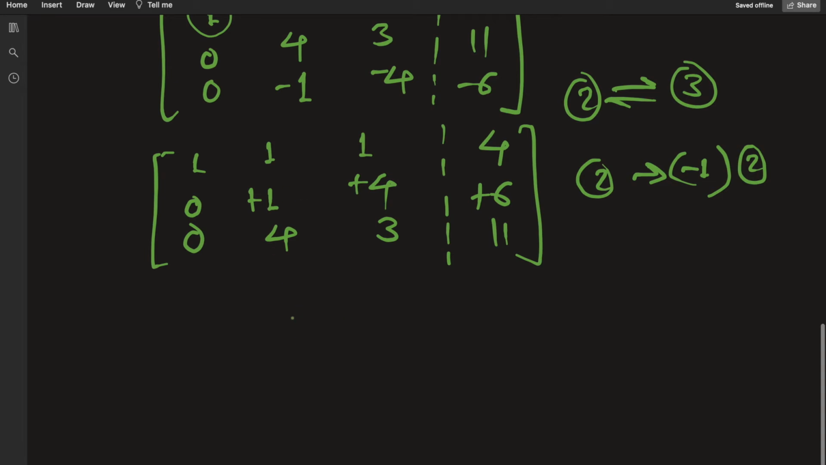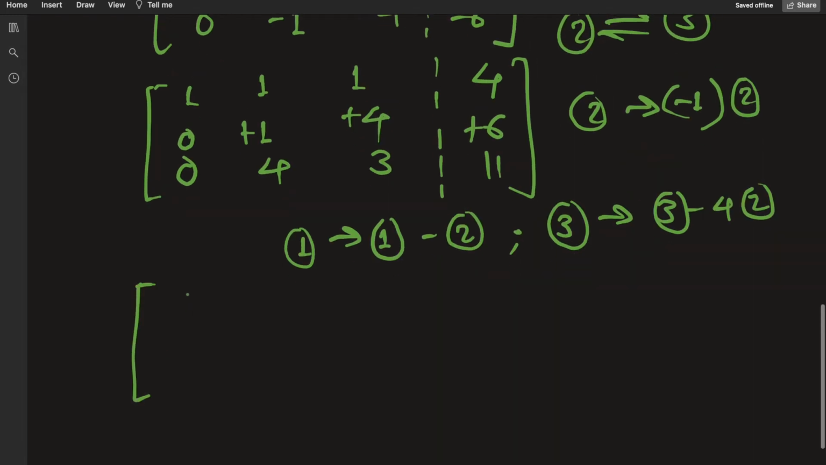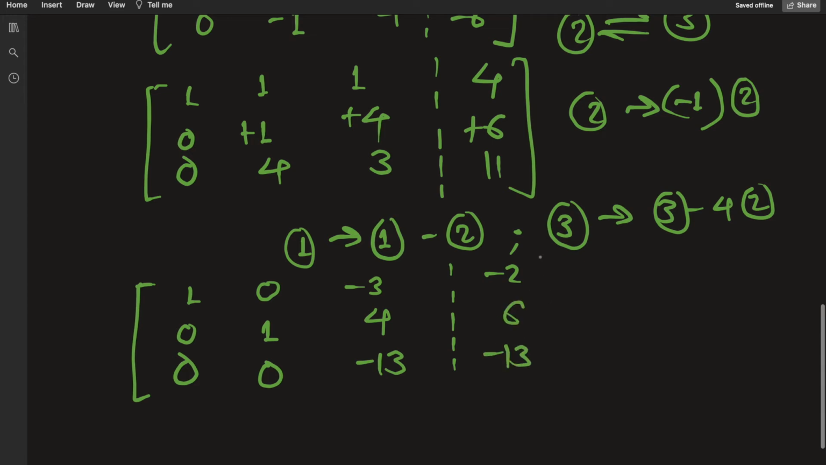Now making the entries zeros. Row 1 changes to row 1 minus row 2. Row 3 changes to row 3 minus 4 times row 2. That will give us 1 0 0, 0 1 0, negative 3 4 negative 13, negative 2, 6 negative 13.